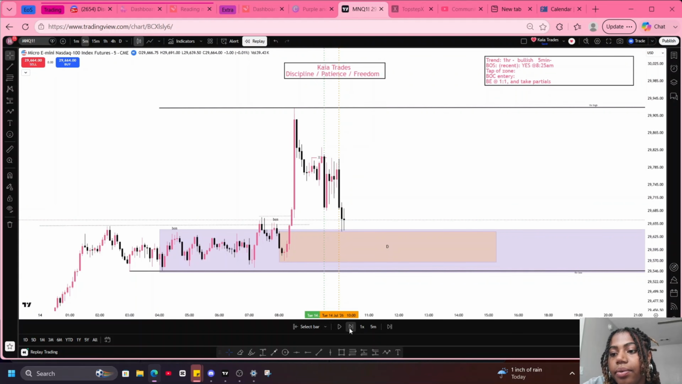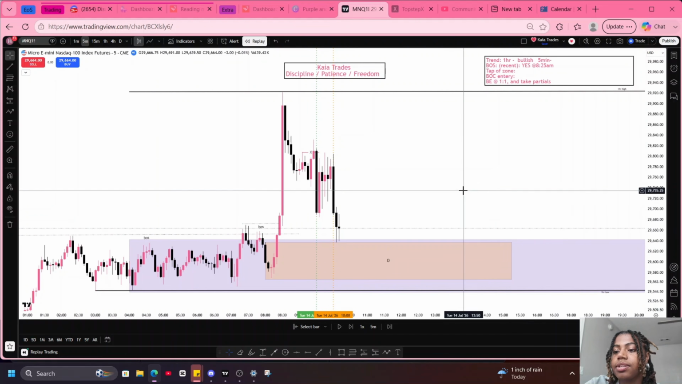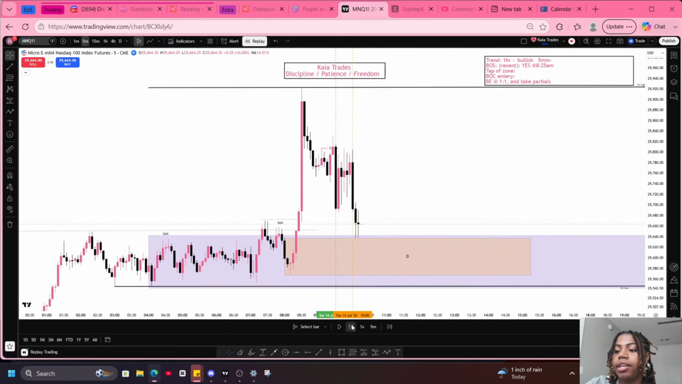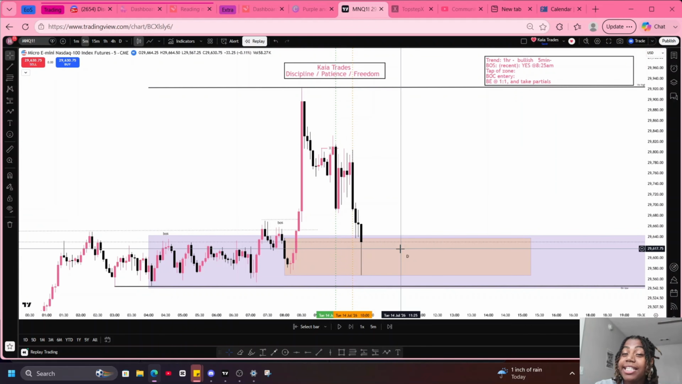Let's see there. We got a little bit of a tap into this zone. I'd like to see something more clean, but it happens. Price was not able to tap fully yet. I'm going to keep waiting. And sure as heck, boom, price came into my zone. And price didn't only just come into my zone, but it rejected going lower.